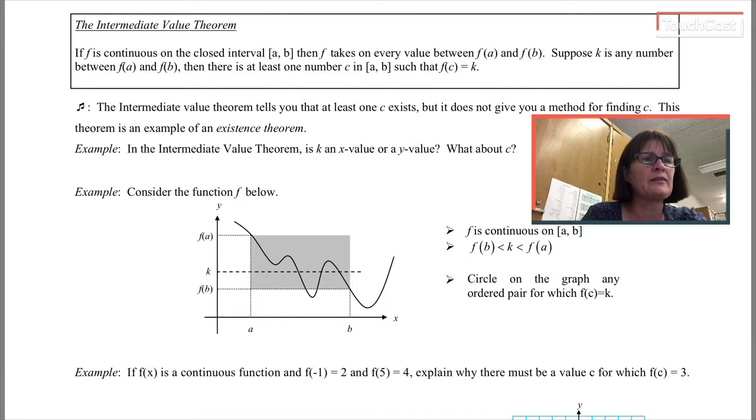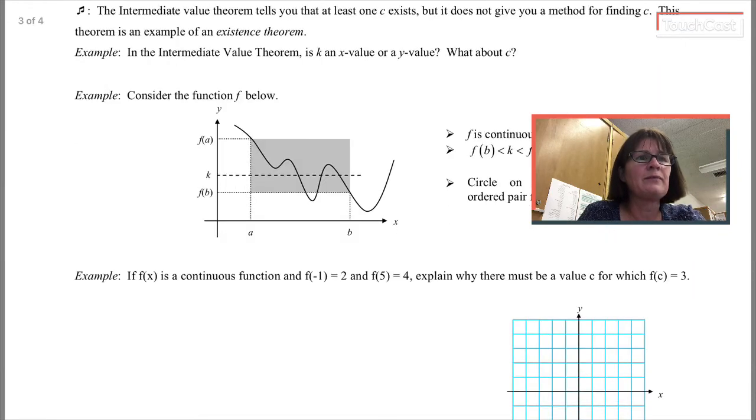So let's talk about this example down here.